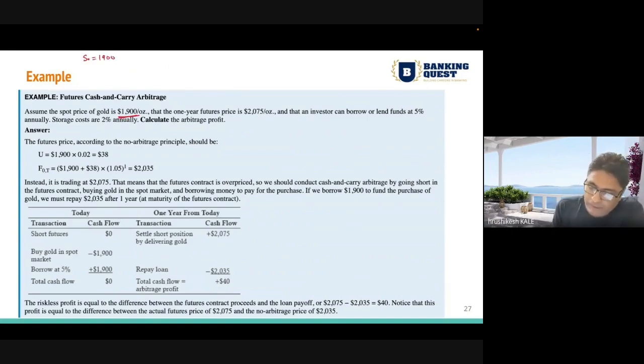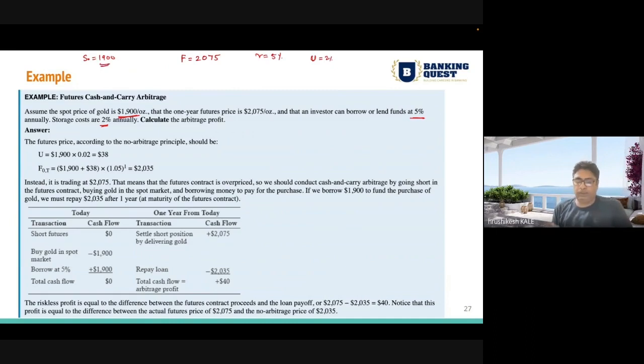One year future price is 2075. Investor can borrow or lend at 5%. So risk-free rate annually is 5%. Storage costs are 2% annually. So small q, or I will use U here, is 2% annually. Okay. Now 2% of 1900.